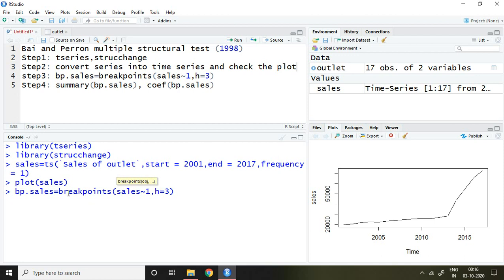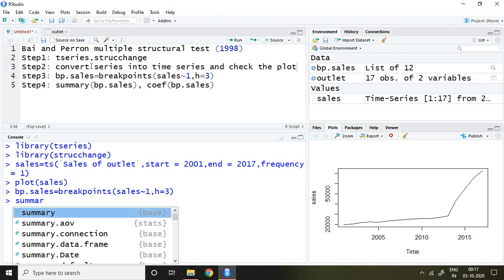Why am I writing h equal to 3? Because the rule of thumb is that whatever number of observations you have, you are supposed to consider 15% of those observations under a structural breakpoint. That's why 15% of 17, the total number of observations we have, is nearly 2.55, so I can consider it 3, and then I simply press enter.